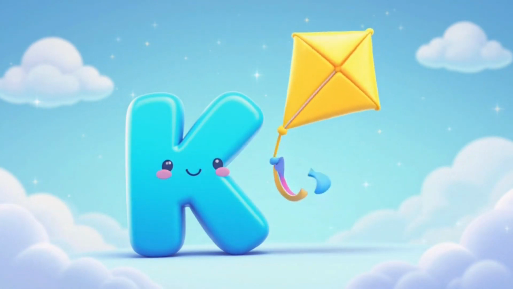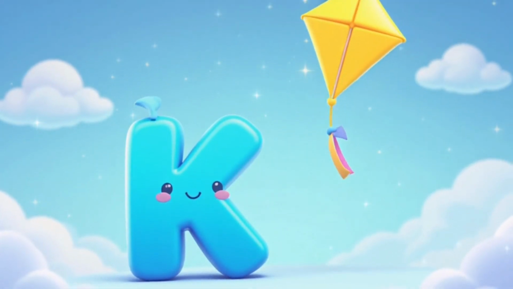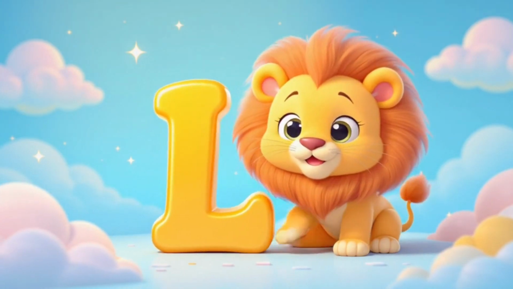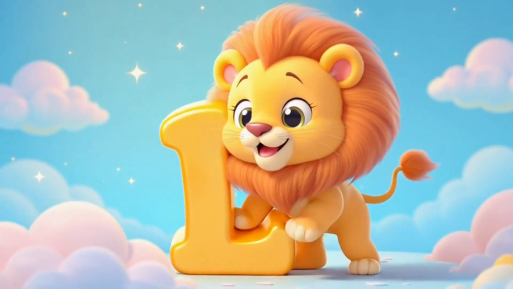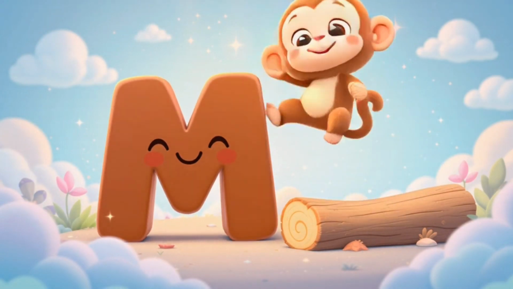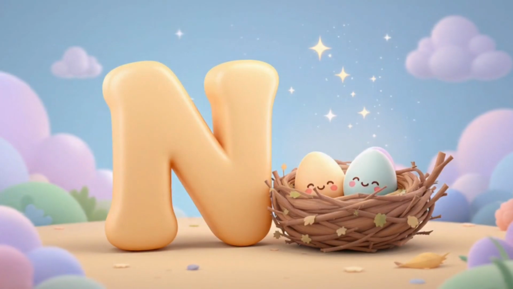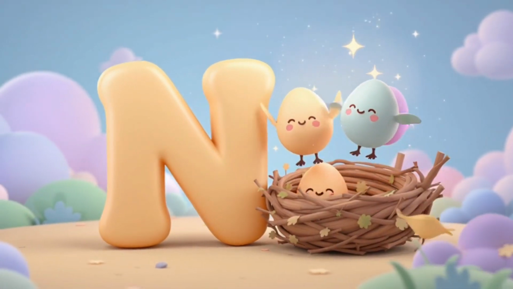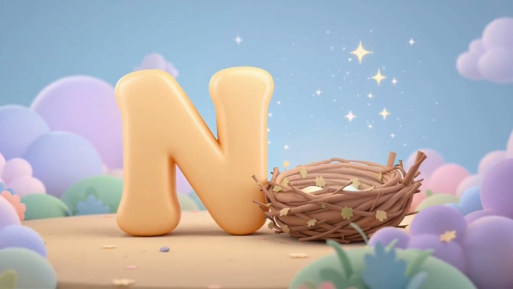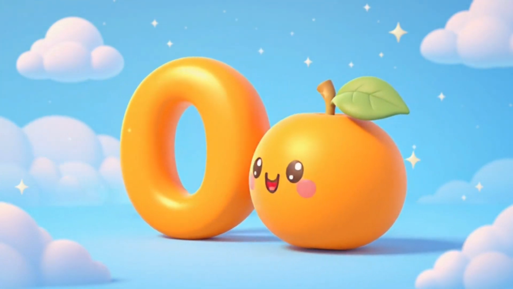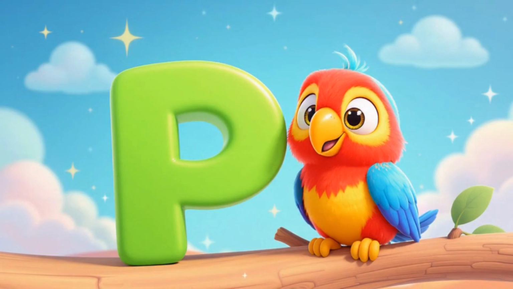Juice. K is for kite. Kite. L is for lion. Lion. And M is for monkey. Monkey. N is for nest. Nest. O is for orange. Orange. P is for parrot.